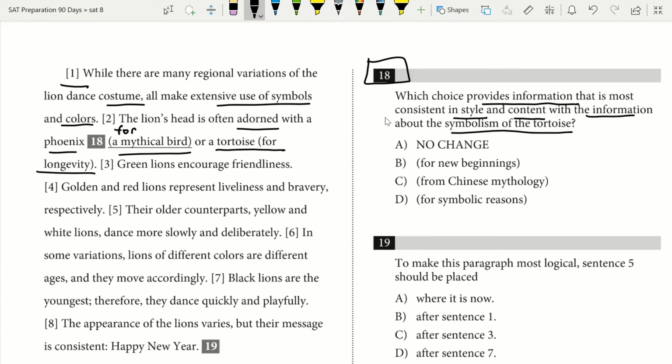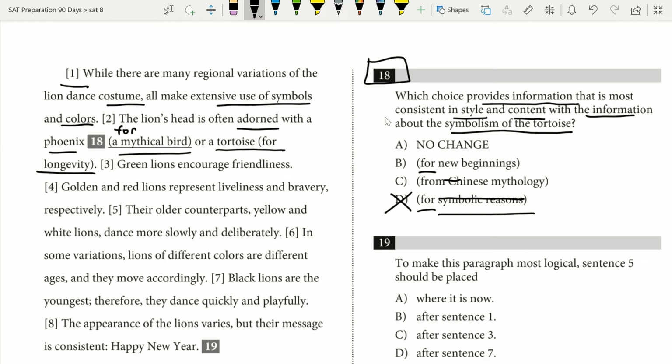So I'm going to take a look at my answer choices. I see I have that in B and D, so that's where I'm going to look first. The next thing I see is that I say for longevity when applying it to the tortoise, so I don't want to say for symbolic reasons. I want to state what the symbolic reason is. So I know D is wrong because it doesn't state what the symbolic reason is. It just says for symbolic reasons. I need to maintain that parallelism and show what that symbolic reason is.